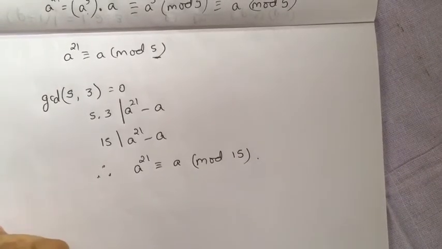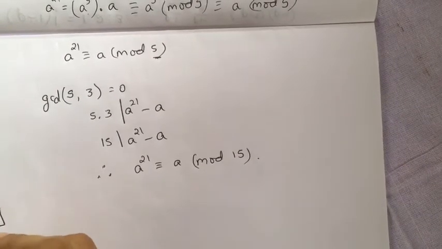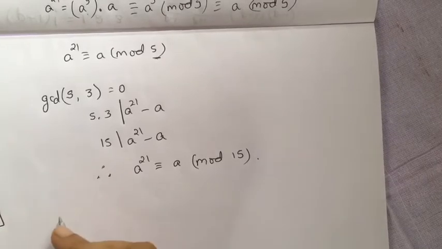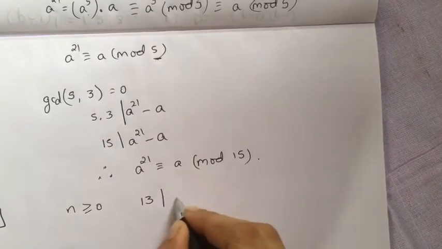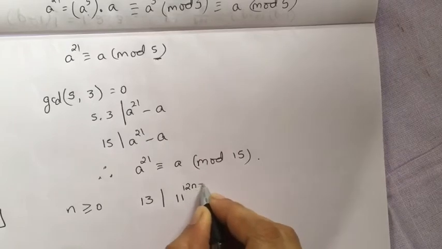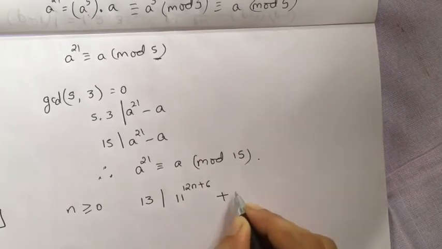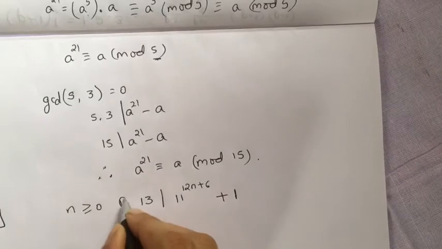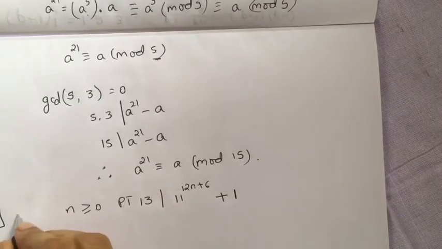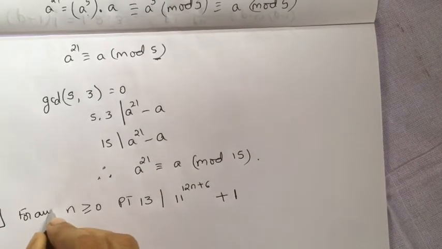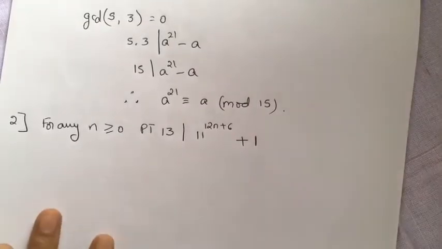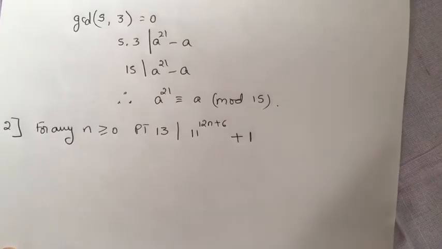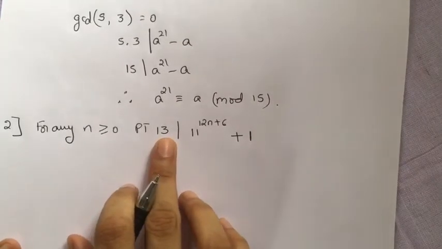Let us look at the second problem. It says, from Fermat's theorem, deduce that for any integer n greater than or equal to 0, prove that 13 divides 11 power 12n plus 6 plus 1. For any n greater than or equal to 0, prove that 11 power 12n plus 6 plus 1 is divisible by 13. Okay.